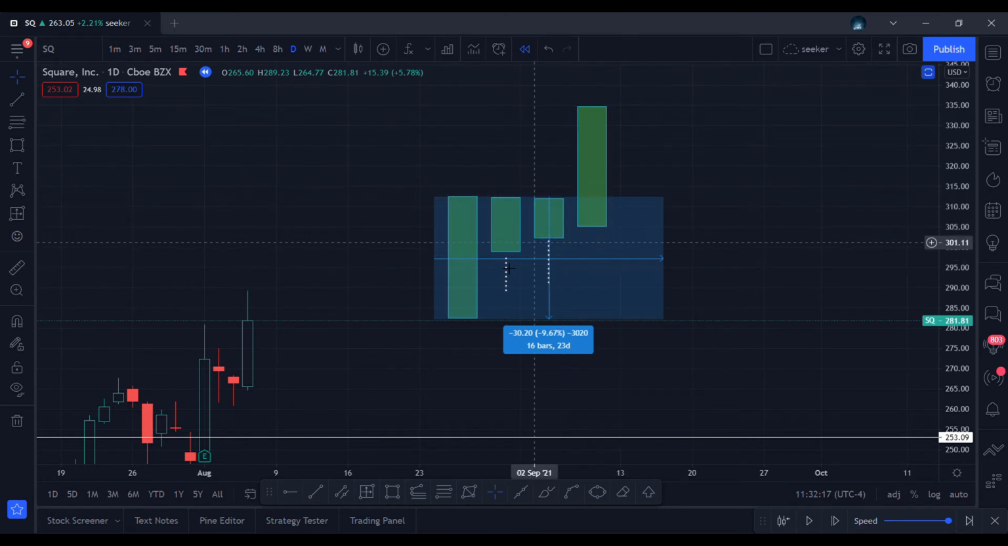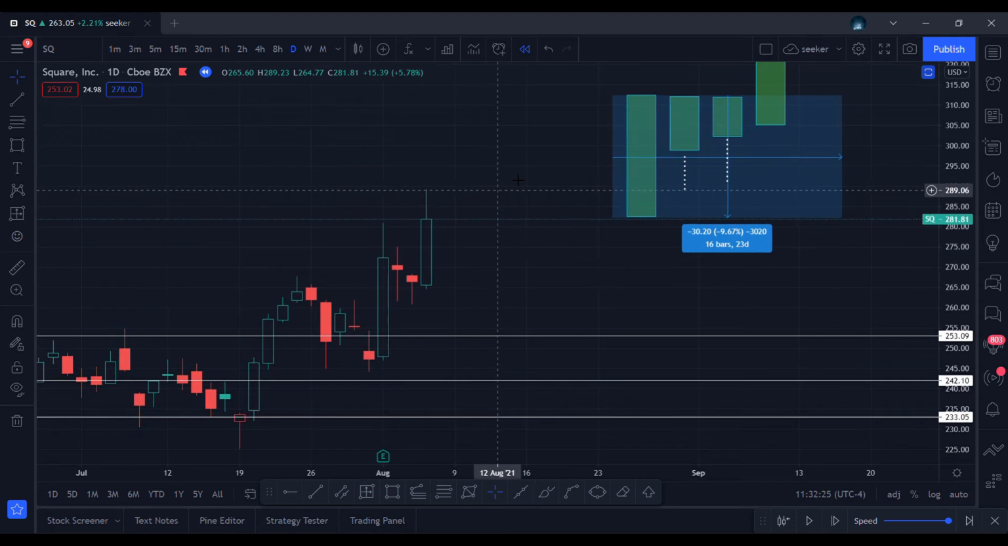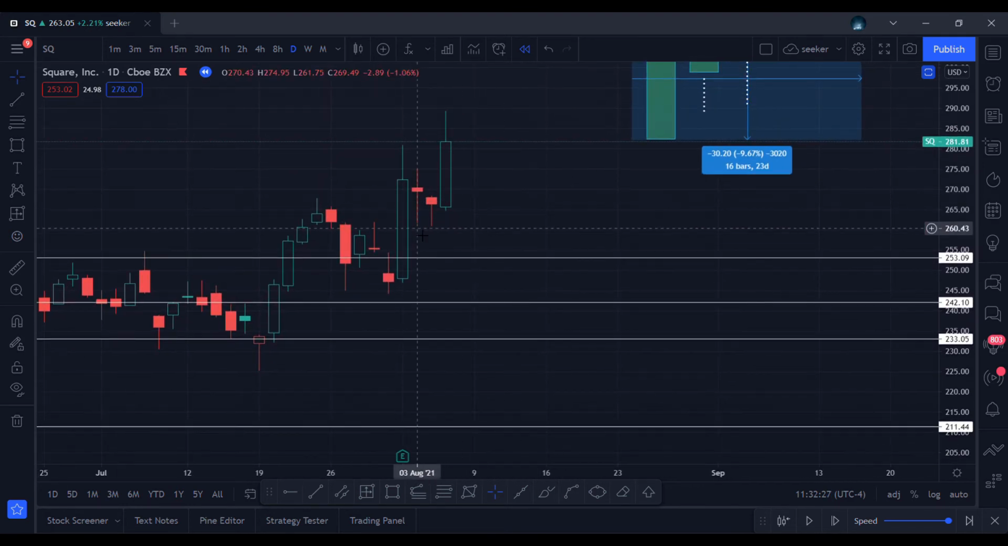You can enter earlier, but what I like to do is wait for this break to get in. So now we're going to go ahead and look at a live one here. I do see Square creating a 4-bar play that already played out. So let's go ahead and measure it like we did up top.